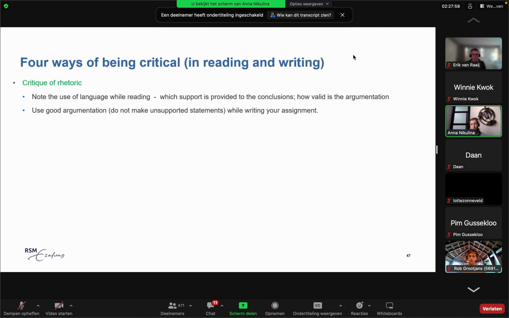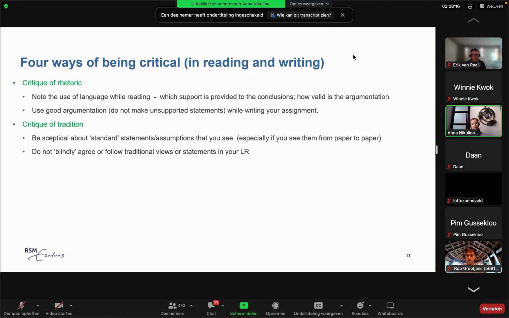When you write your own research, do the same thing. Use good argumentation. Do not leave things hanging without explaining why you arrive at certain conclusions. If you criticize something, provide evidence. This is just a generally sound approach to writing. Then there is critique of tradition, which means be skeptical when papers simply seem to follow standard argumentation, standard flow, standard theories to use.